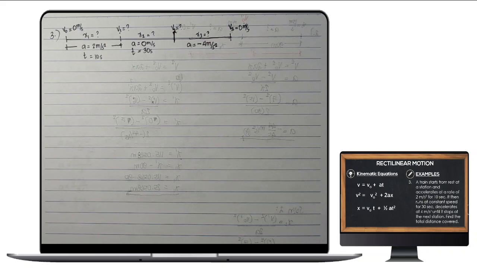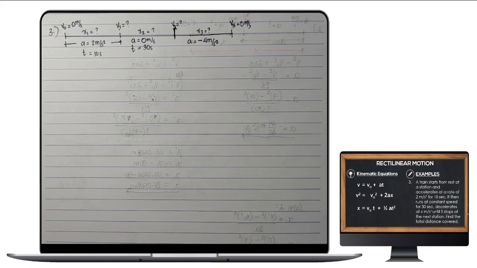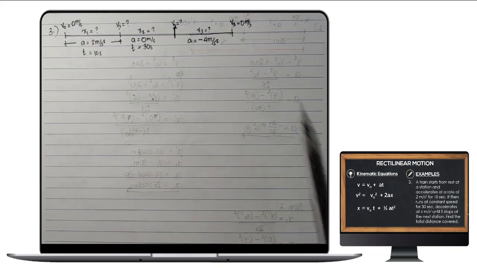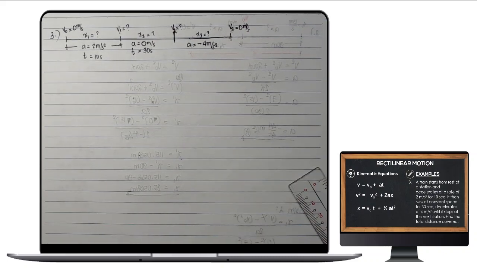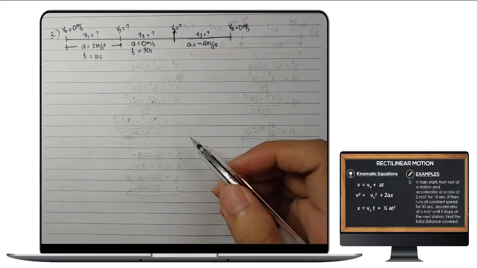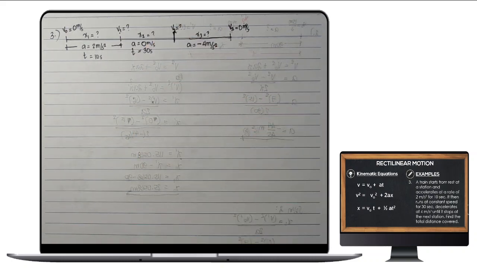So find the total distance covered. That is simply the sum of x sub 1, x sub 2, and x sub 3. Okay? So obviously, you cannot use from 0 to 0, because wala tayong masosolve. So we are going to solve this one partially. So let's consider the first leg. Let's find x sub 1.